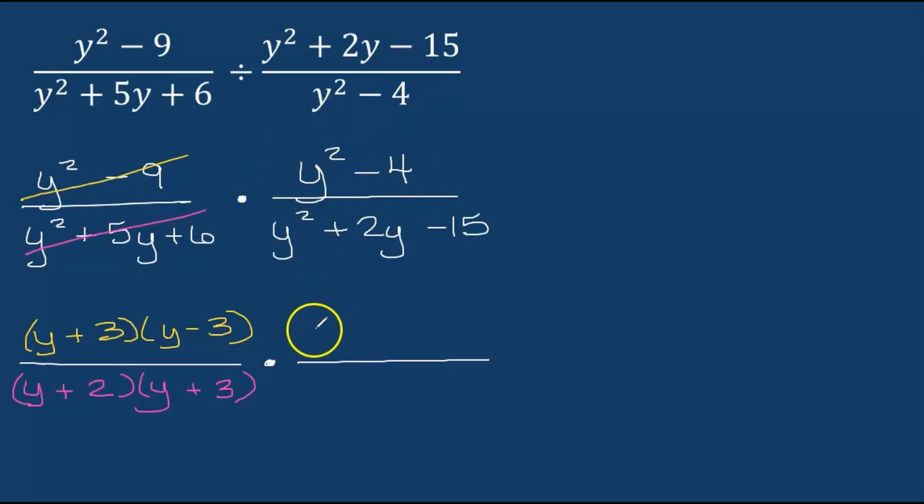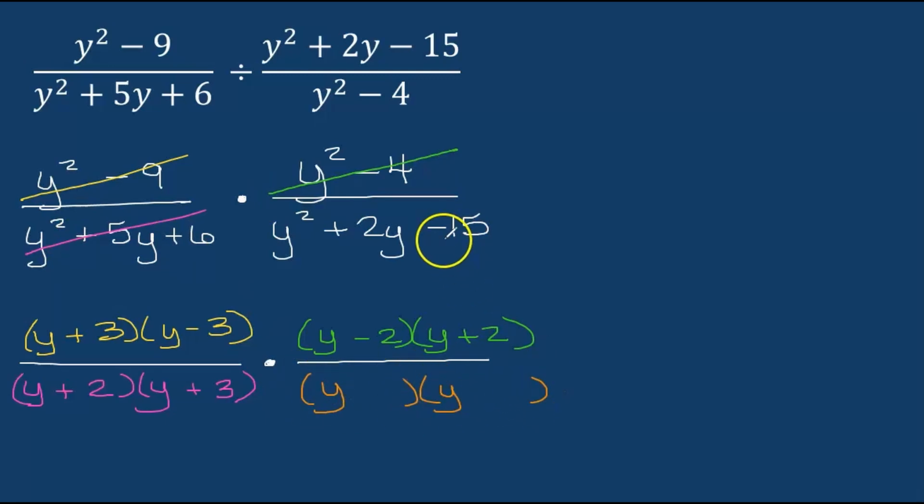This is another difference of 2 squares. So I know it's going to be 1 positive, 1 negative, all the squares broken up. And finally, separate out those y's. We have negative 15, and this time the 2 is positive. So we're going to do a positive 5 and a negative 3 this time.